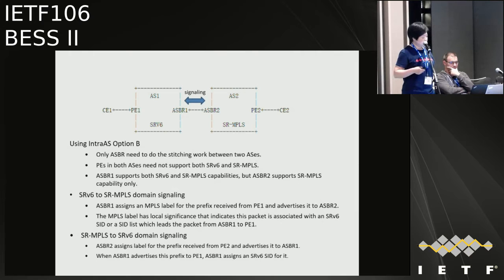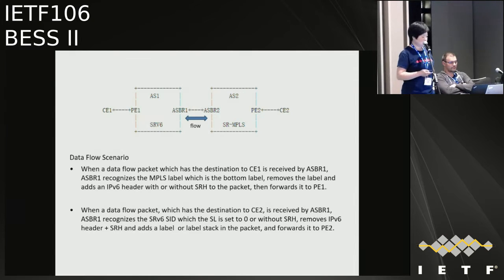For the other direction, if we'd like to send the route from CE2 to CE1, SBR2 will assign the normal label, but SBR1 will advertise this prefix to P1 and associate it with the special SRv6 SID. Once the control plane finishes the advertisement, let's see the data plane.